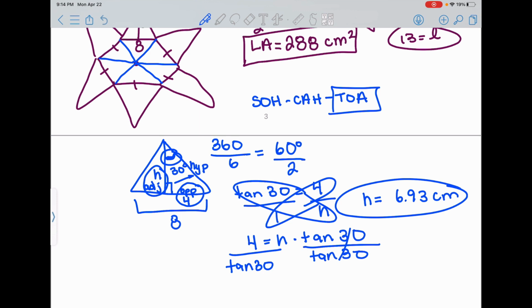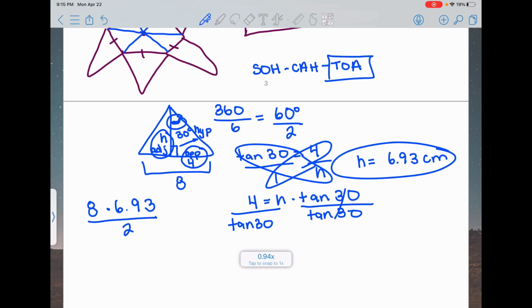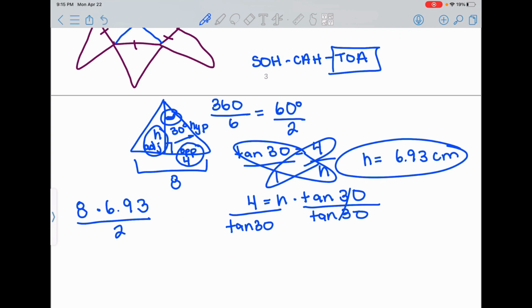With this, I am ready to find the area of each triangle. So I have my base, which is 8, times my height, 6.93, divided by 2. And then remember, since this is only one triangle, I need to multiply this by 6 to get the area of my entire hexagon, which will be 166.32 centimeters squared.